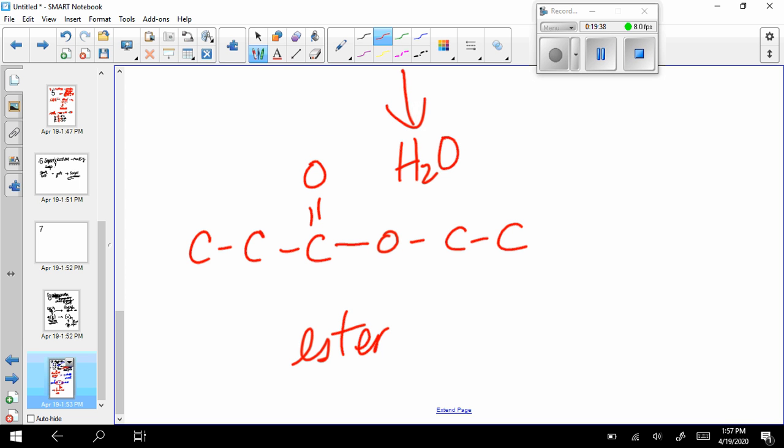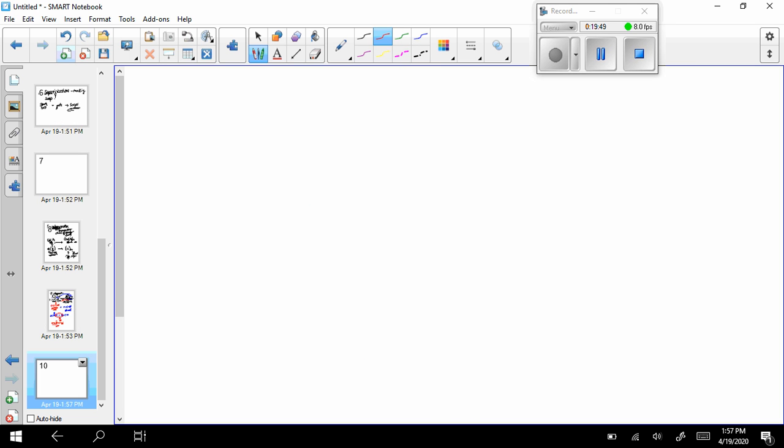And again, this ester's name, you name the branch first. So the branch is what comes after the O. So that was ethyl propanoate. All right, let's do another one. I'm going to tell you what we put together, and you're going to figure out the ester that we make.